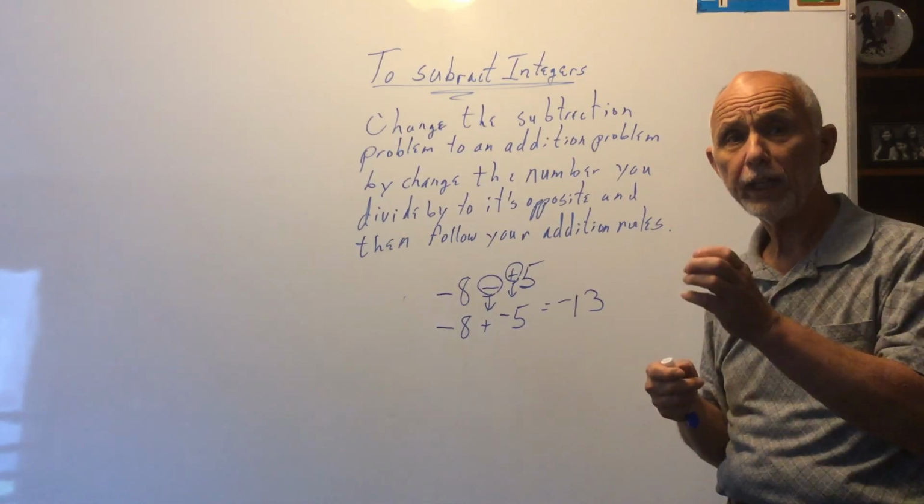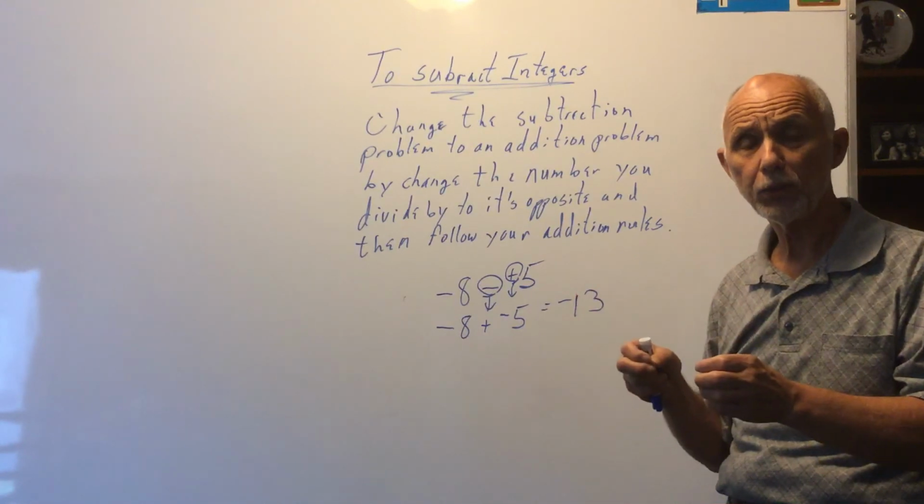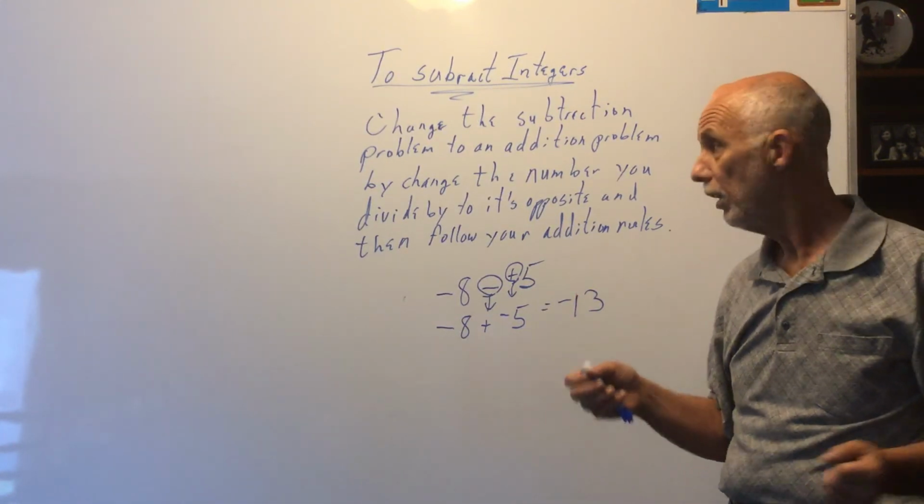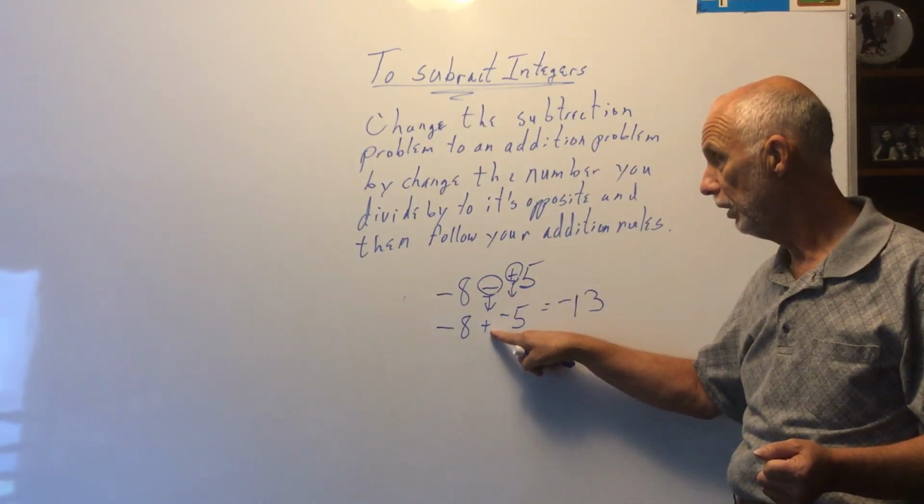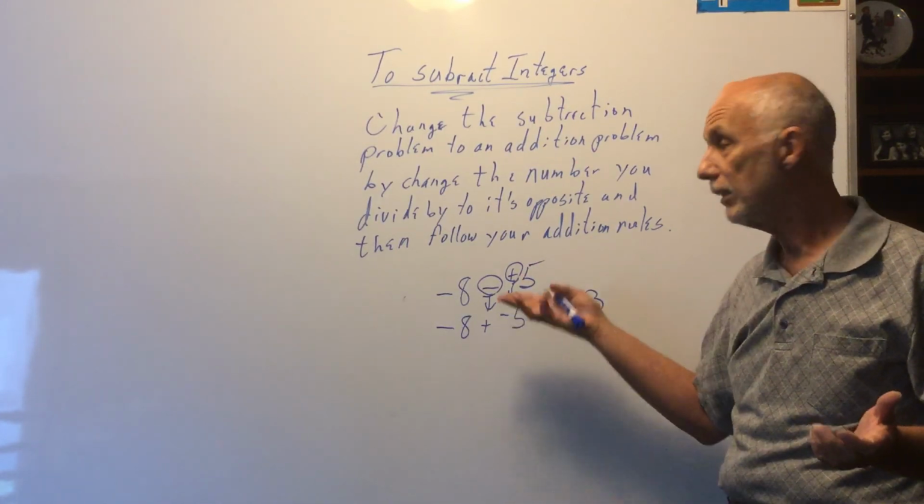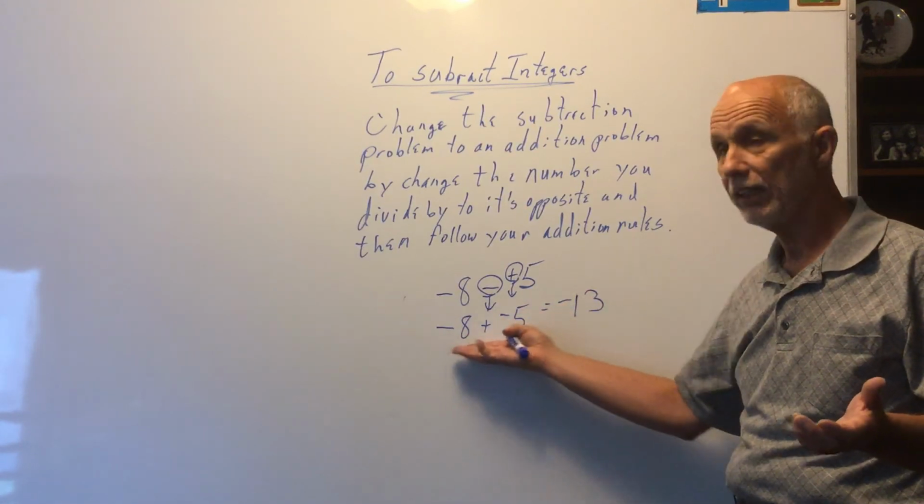Because once you change division to multiplication, by changing the number you divide by to its reciprocal, it's easy to divide fractions. It's just like multiplying fractions. So it's the same thing here. Once you change subtraction to addition, by changing the number you subtract by to its opposite, it's easy to subtract integers. It's because you're just adding integers.